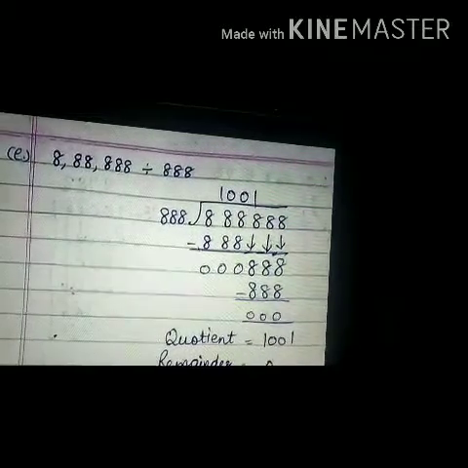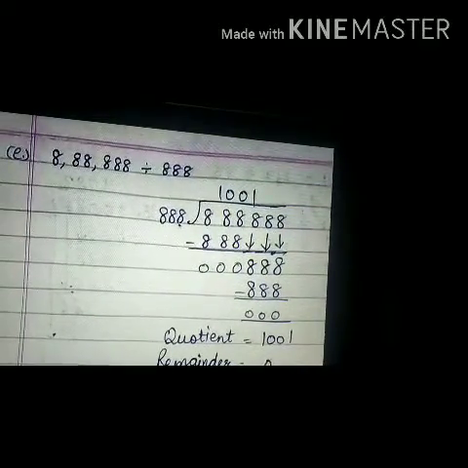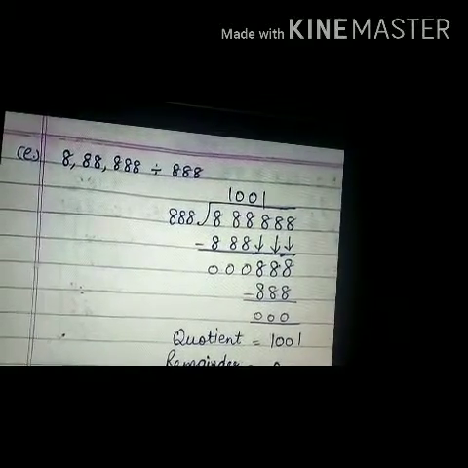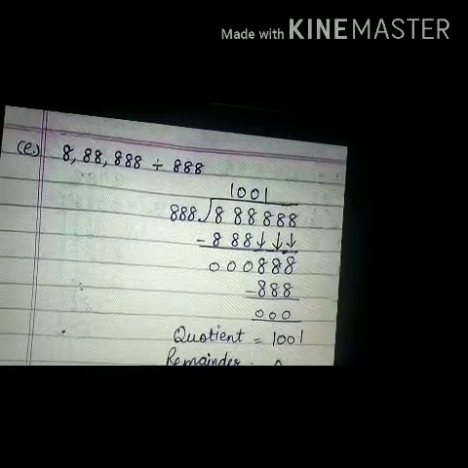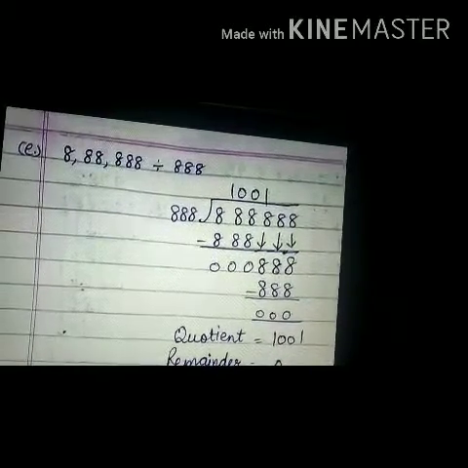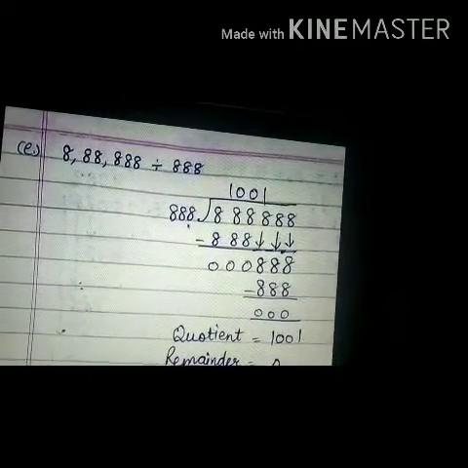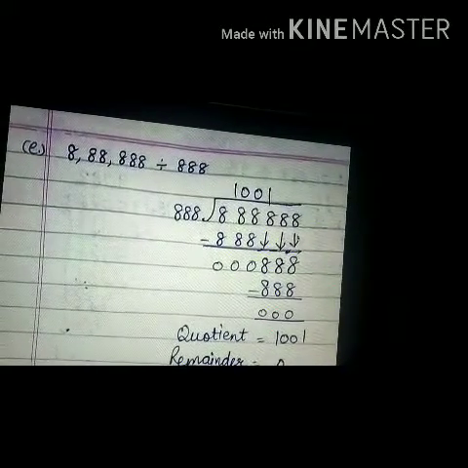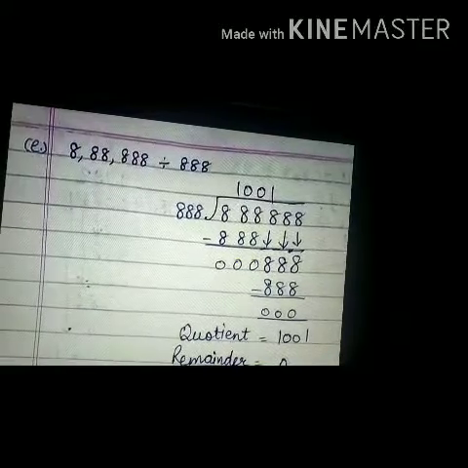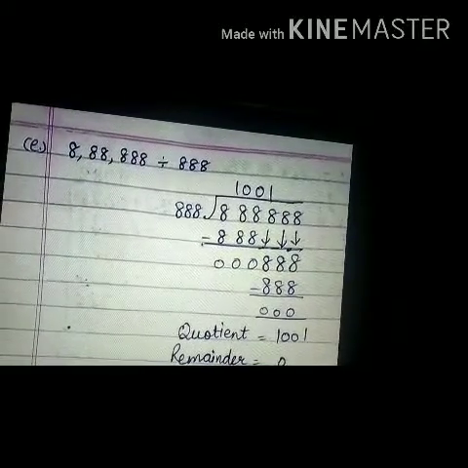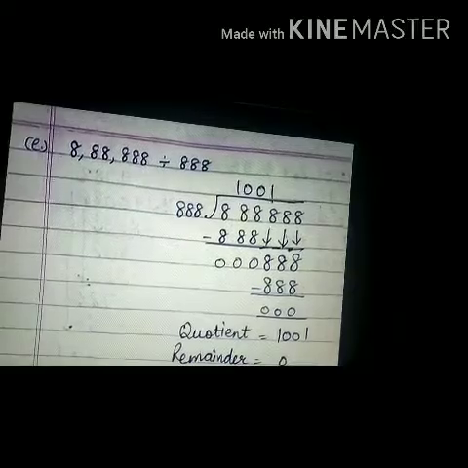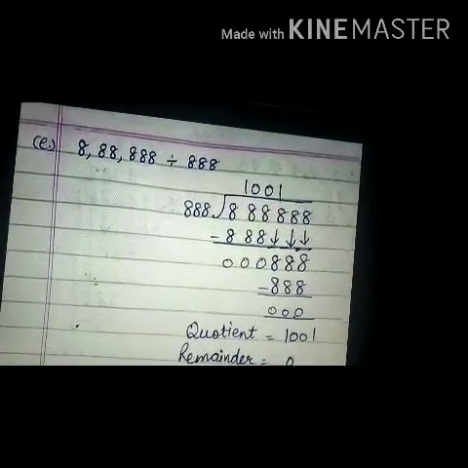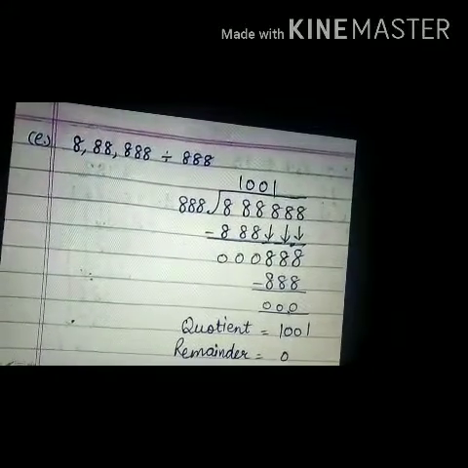Only 8 cannot be divided by 888, so we'll put 0 here. Then again the next 8 comes down. Then 88 is not divisible by 888. Then we again write a 0 here, and the next 8 will come down. Then 888 is divisible by this number, so we'll write here 1 and write 888, and when we subtract it we get remainder 0.